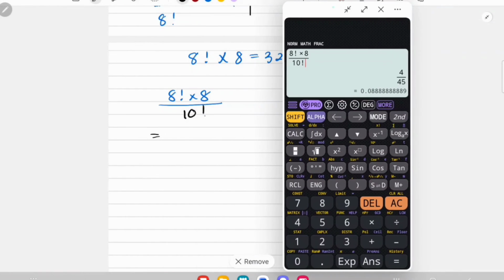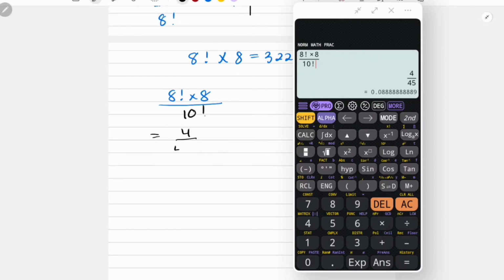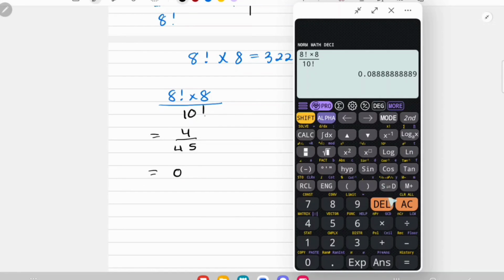And this gives me 4 over 45, which I think can be simplified. You can leave it as a decimal as well. I think that's recurring. Yeah, it's recurring. So 0.89 as a decimal, but I actually do like leaving it as a fraction. So that would be my answer there. But yeah, we'll see when the memo comes out.